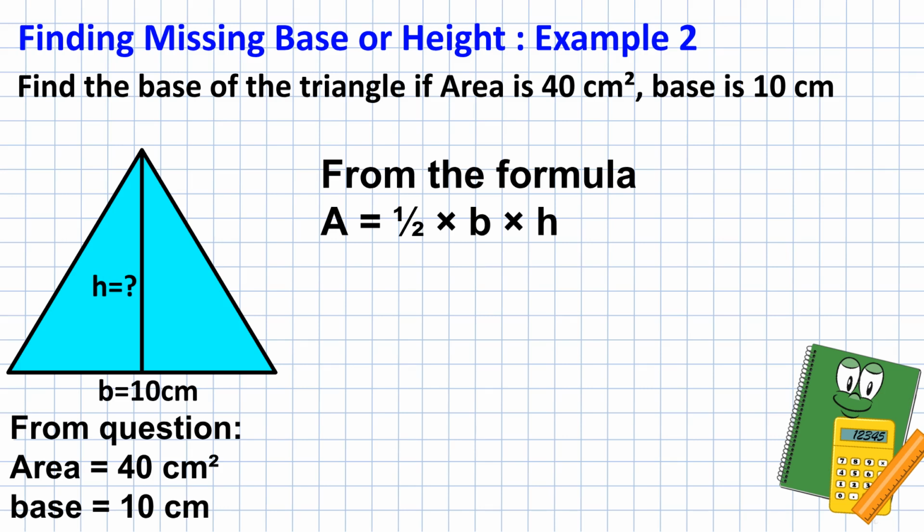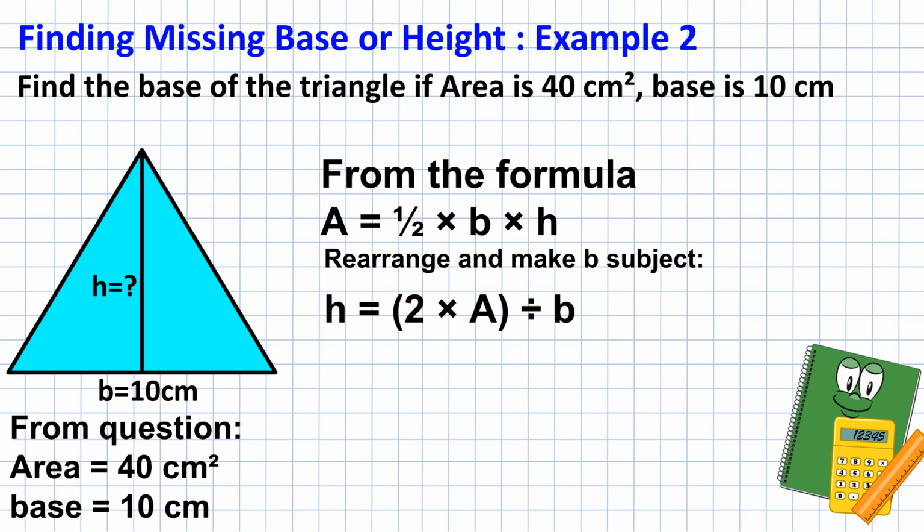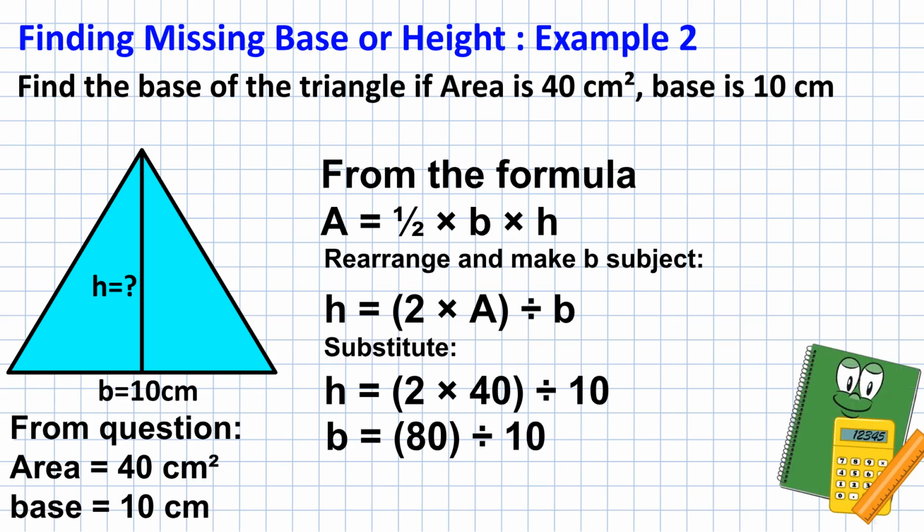To solve for the height, we rearrange the formula to get height equals 2 times the area divided by the base. Substituting our values, we get height equals 2 times 40 divided by 10. This simplifies to 80 divided by 10. Finally, 80 divided by 10 gives us a height of 8 centimeters.